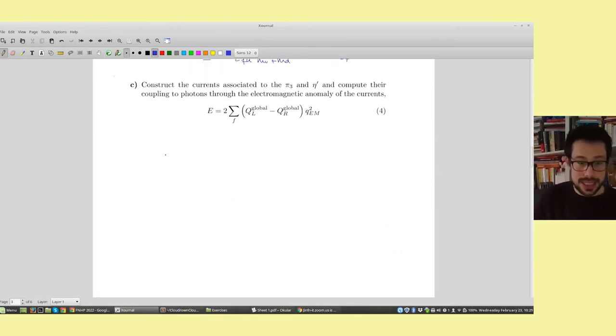So as you all know, the neutral pion, the pi_3, is the pseudo-Goldstone boson associated to the following transformation. If we have (u, d), this transforms to e^{i sigma_3/2 gamma_5} times (u, d), right?